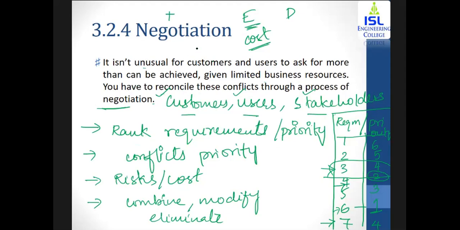The end users, customers, and stakeholders are asked to rank the requirements, the priorities. You're going to discuss the different conflicts within the priority. You're going to identify the risk and cost. Then based upon all three things, you can combine, modify, or completely eliminate the requirements so that all three parties are satisfied. That is the negotiation phase.